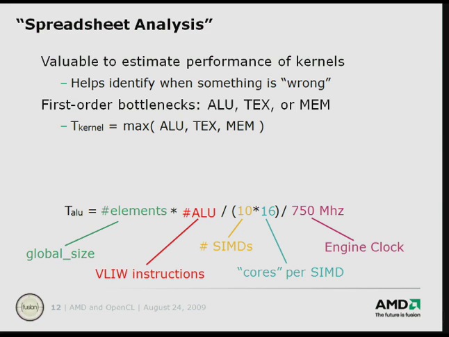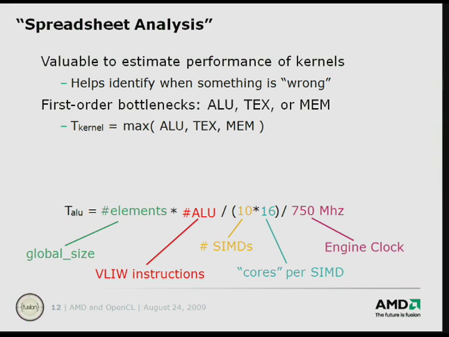So as you dig into what we call spreadsheet analysis, figuring out what your bottlenecks are going to be. Some of this is in graphics speak because this is a graphics chip fundamentally. Your first order bottlenecks are either ALU, texture access, so in OpenCL speak that would be an image read, or memory access. So your time spent in the kernel is the max of these 3 things.